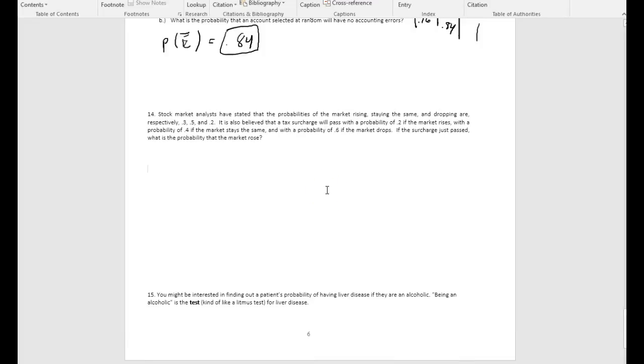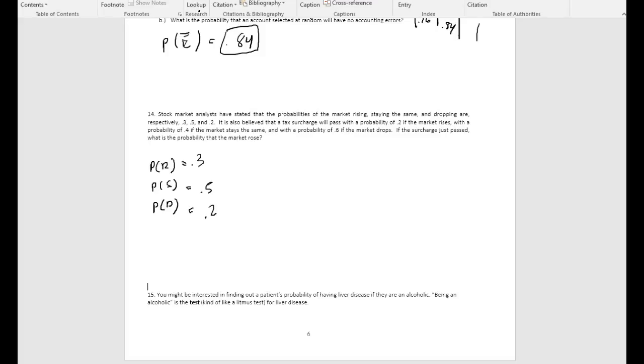All right. So on to number 14. Stock market analysts have stated that the probabilities of the market rising, staying the same, and dropping are respectively 0.3, 0.5, 0.2. So I'm just going to go ahead and write those down right now. So probability of rise, probability of staying the same, probability of dropping. Okay, and this is 0.3, 0.5, 0.2.